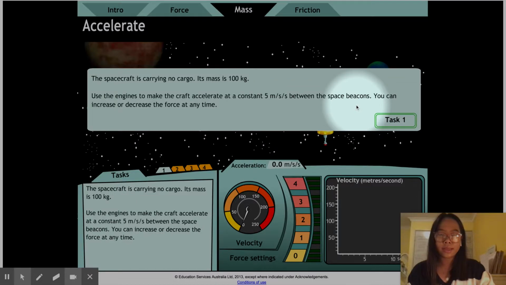Hi everyone, so the game I've chosen is a physics game which helps students to understand Newton's second law of motion, F is equal to ma. That is the relationship between force, mass, and acceleration to describe and predict an object's motion.